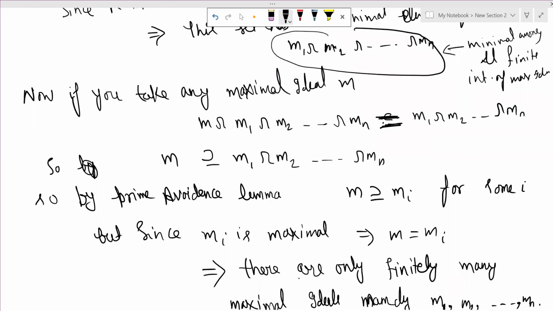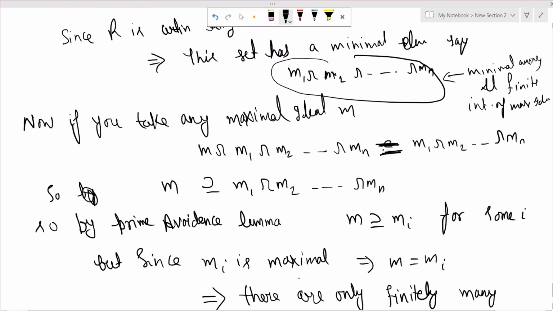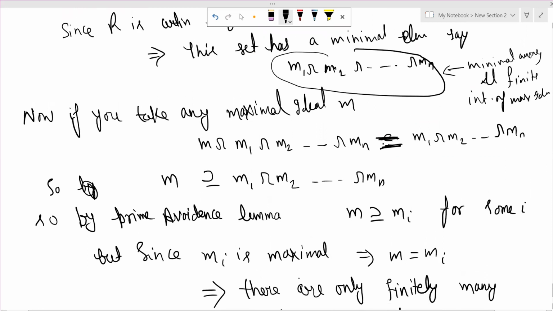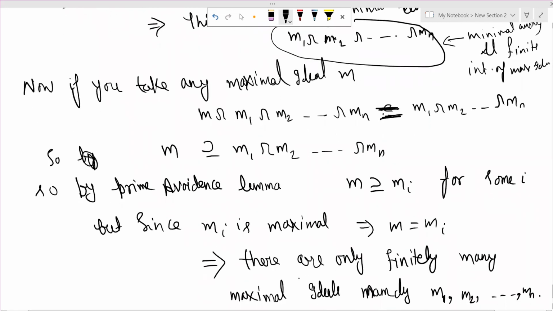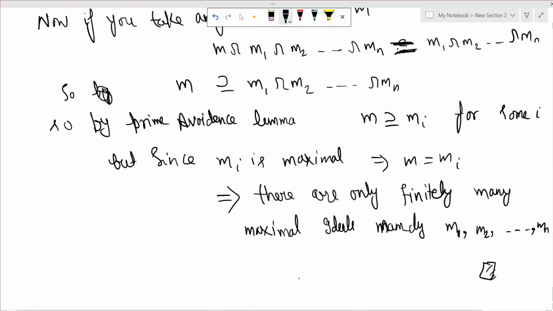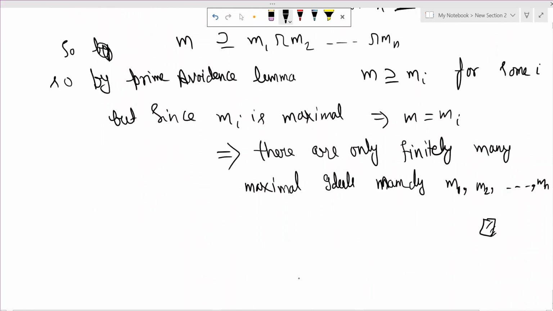It can be at most equal to this Mi. So M should be Mi. Since M is my arbitrary maximal ideal, I prove that this should be some Mi, and there are only finitely many choices, 1 to n. So I prove that there are only finitely many maximal ideals, M1, M2, up to Mn, in an Artin ring. So this is interesting, right?